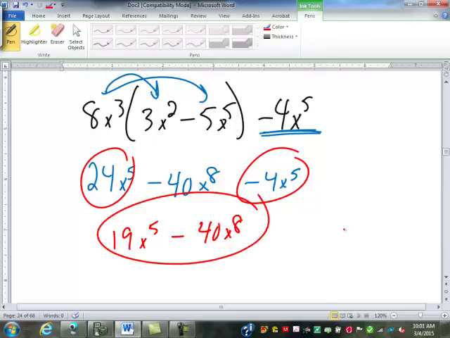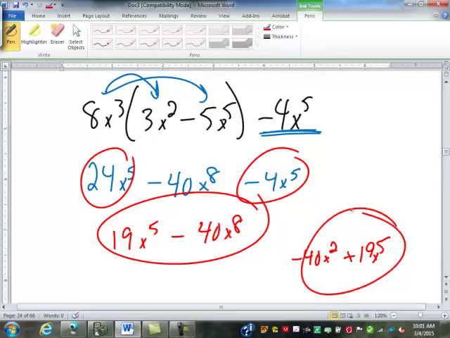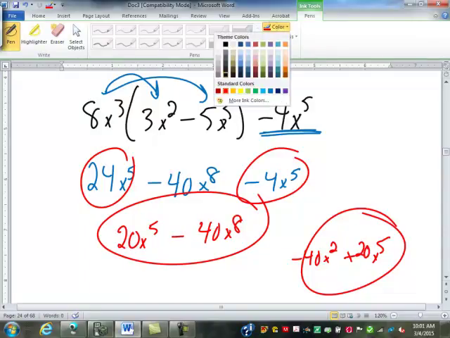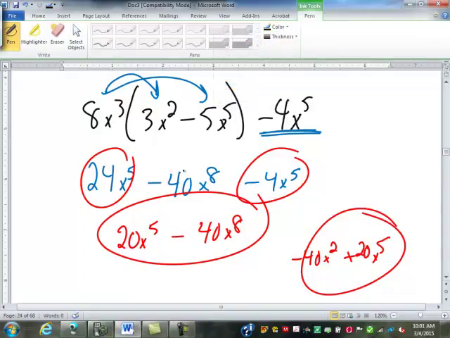So you leave it like that, or you can put negative 40x to the 8th plus 19x to the 5th. Either way. I don't know why I got 19. That should be 20, shouldn't it? Yeah, that's what I was thinking. 24 minus 4 is 20. Sorry about that. So either one of those works.